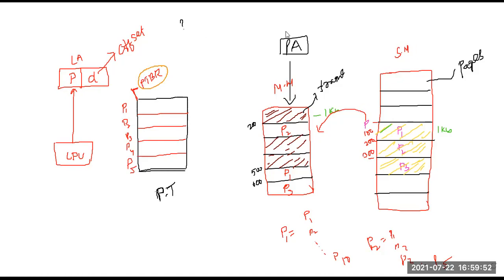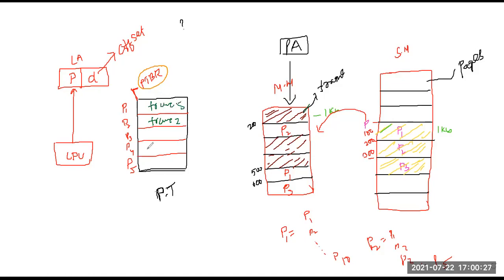Now the question comes: what does this page table consist of? The page table basically consists of the frame numbers. Suppose page 2 is stored in frame 2, so I will write frame 2. And page 1 is stored somewhere, 1, 2, 3, 4, 5, in frame 5, so I will write frame 5. Clear?